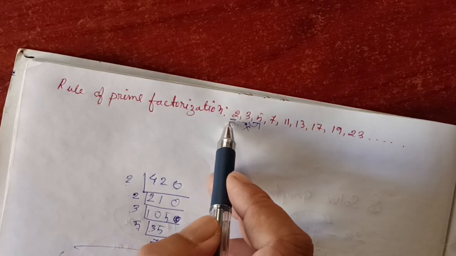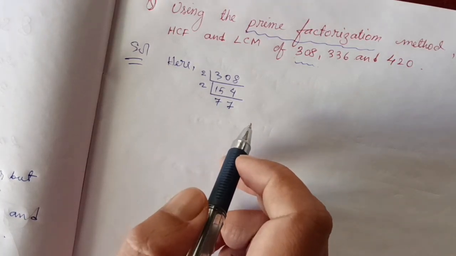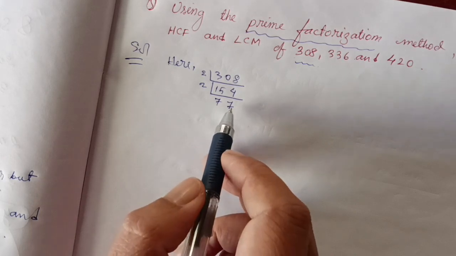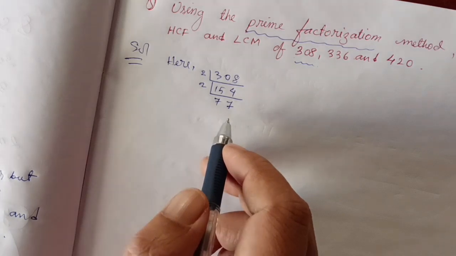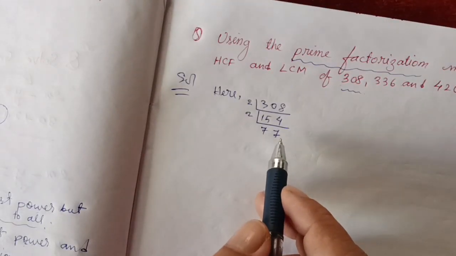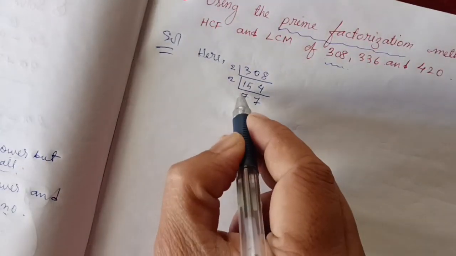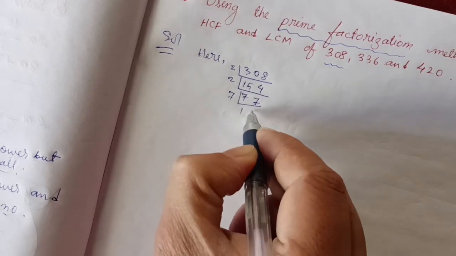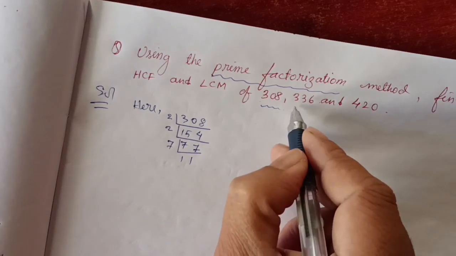If 2 is not working, then we should try with 3. What did I say? How to check whether a number is divisible by 3 or not? You just add 7 plus 7, which is 14. 14 is not in the table of 3. Then 3 is not working, so we should try with 5. The number does not end with 0 or 5, so we cannot take 5. Then the next number is 7. We can divide by 7. 7 1s are 7, 7 1s are 7. We have done with the first number.